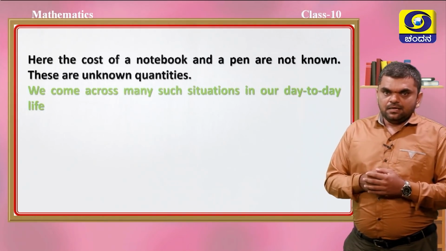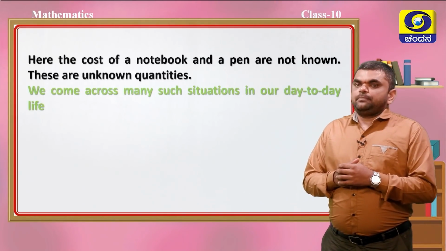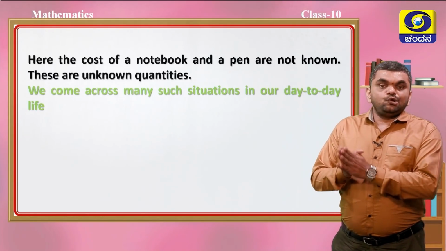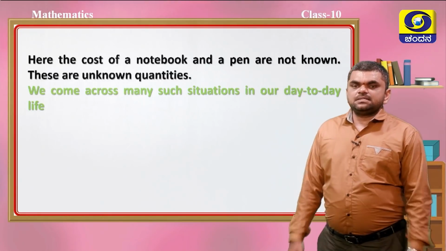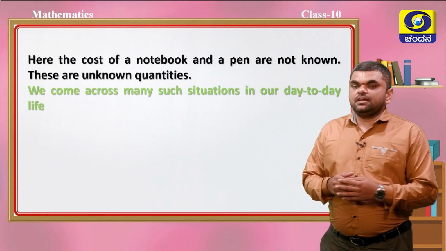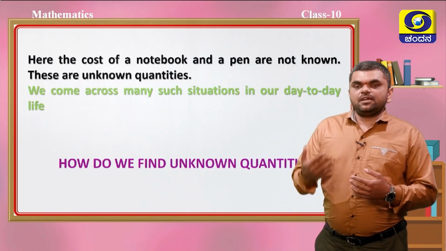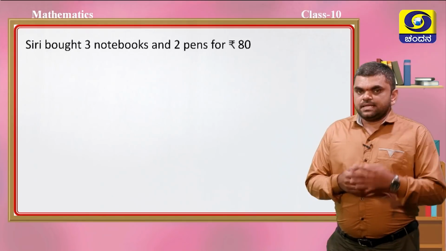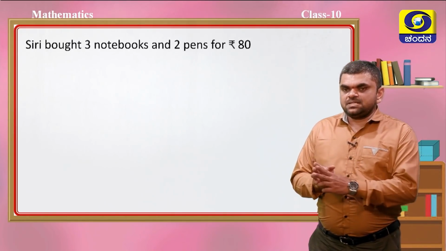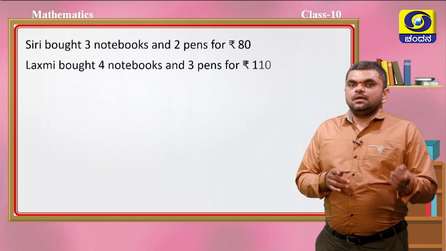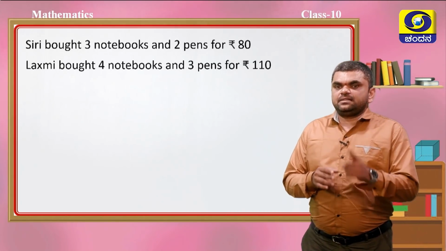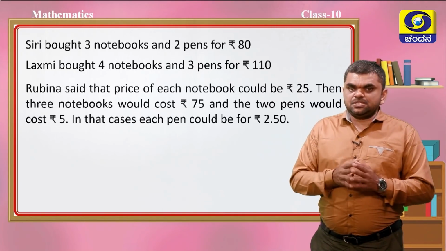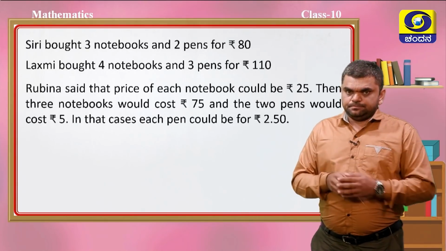Let's see here. The cost of a notebook and a pen is unknown to them, and these are called unknown quantities. We come across many such situations in our day-to-day life. So how can we find out these unknown quantities? Let's see here. Siri bought 3 notebooks and 2 pens for 80 rupees, whereas Lakshmi bought 4 notebooks and 3 pens for 110. Both are of the same kind, which means notebooks and pens are of the same kind.